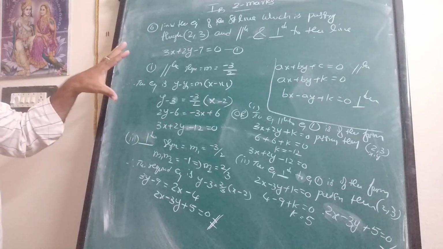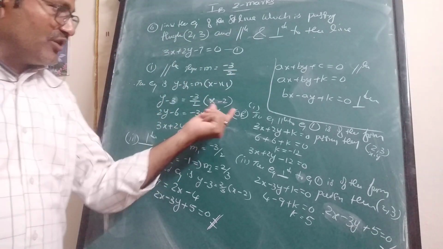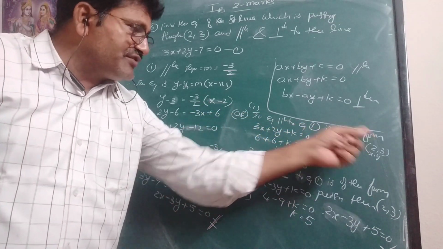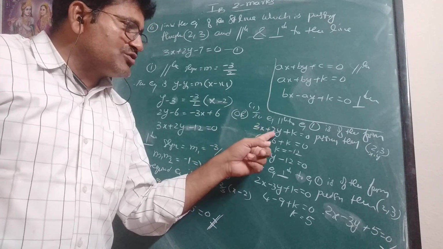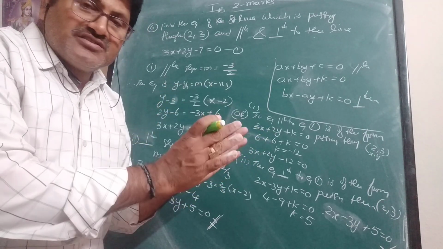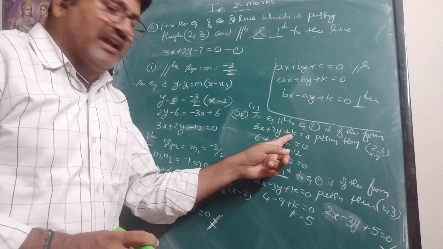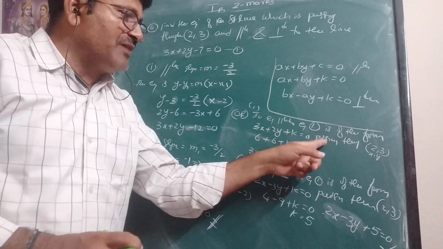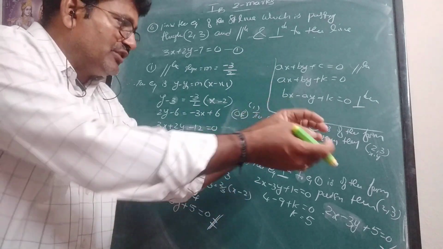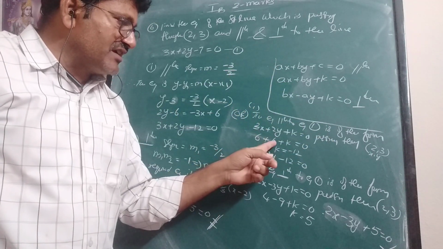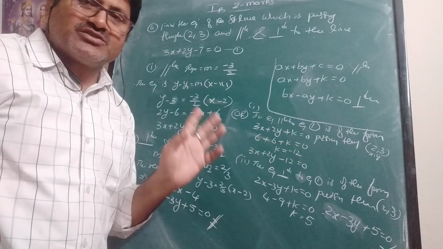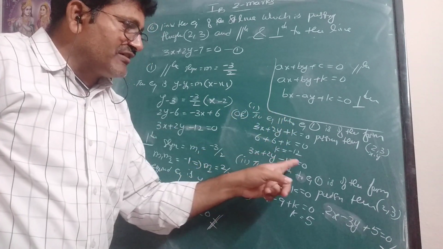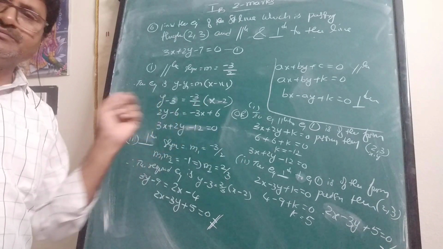Or if you go in such a way, the equation parallel to equation 1 is of the form 3x + 2y, in the place of the constant put k, that's all. 3x + 2y + k = 0 and passing through (2, 3), go for substitution. 6 + 6 + k = 0, k = -12. Now substitute here: 3x + 2y - 12 = 0. The same thing you got here also.